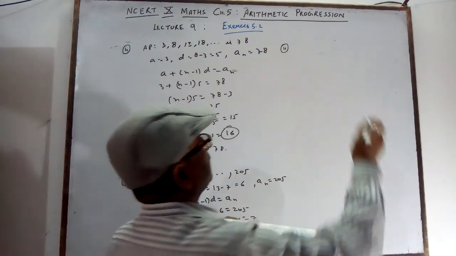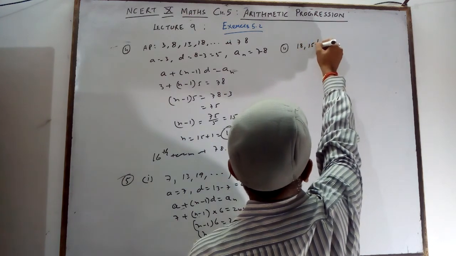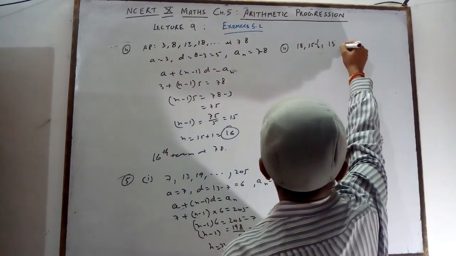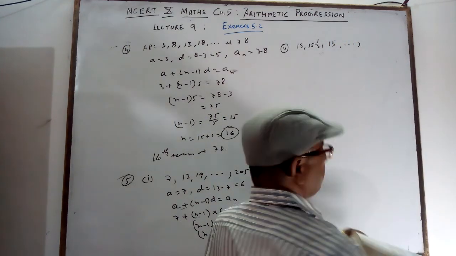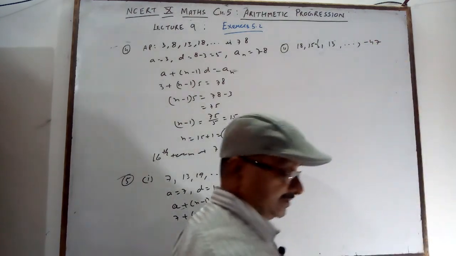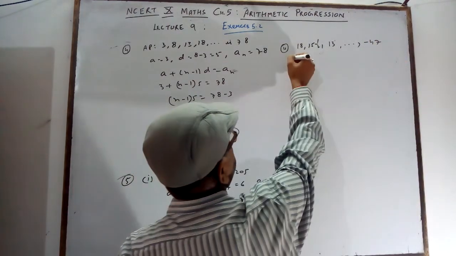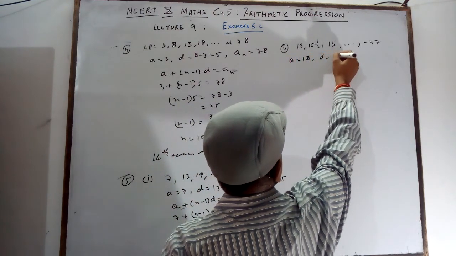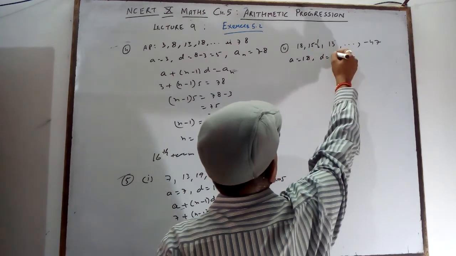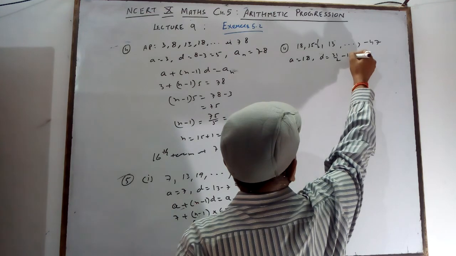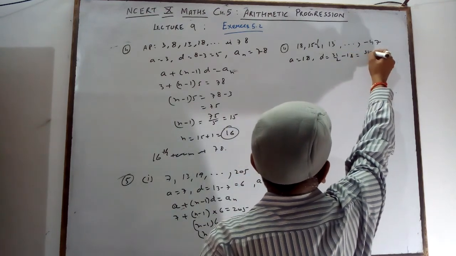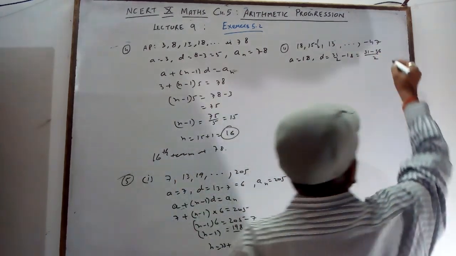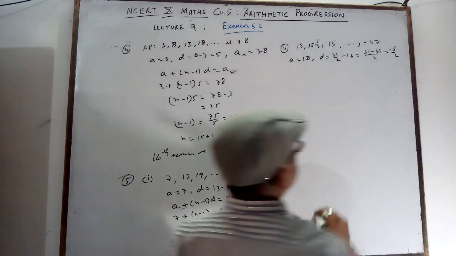Second part is given: 18, 15 and a half, 13, and so on, up to minus 47. Again it is an AP. What is A? A is 18. D is A2 minus A1: 15 and a half is 31 by 2, so 31 by 2 minus 18, that is 31 minus 36 by 2, which is minus 5 by 2. It is your D.